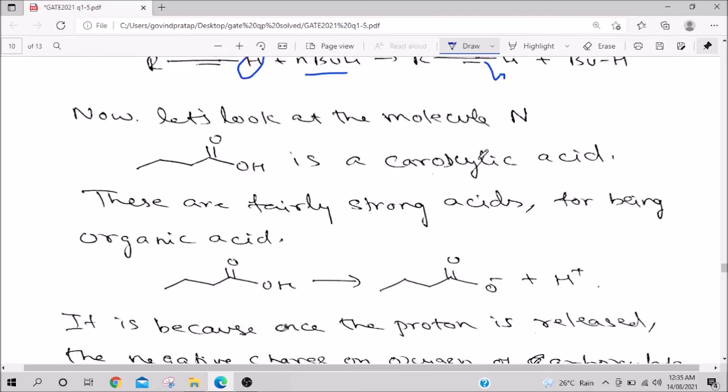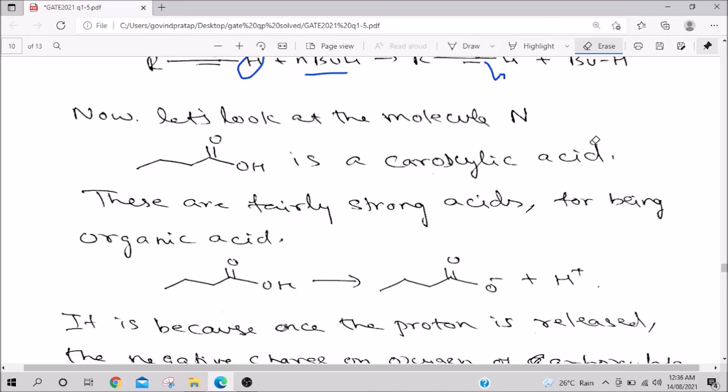Now let's look at the next one. This is a carboxylic acid. Carboxylic acids are fairly good acids, strong enough, like acetic acid. Organic acids are generally not strong, so this is kind of strong among them. Why it happens is because, when I am talking about acidity, you always have to talk about the stability of the conjugate base. That means if this proton is released, is the species left behind stable? If it is stable, then it's okay, it does not mind losing the proton. If it is not stable, it will immediately go and pick up the proton, so it will not be acidic enough. But this is quite acidic.